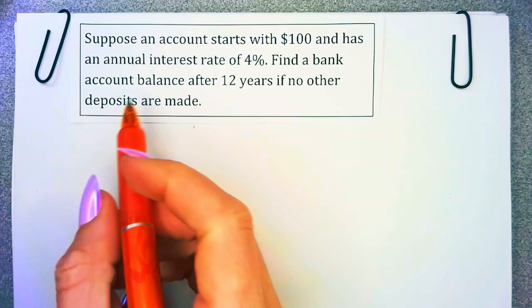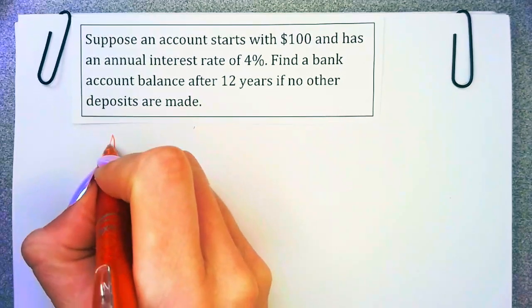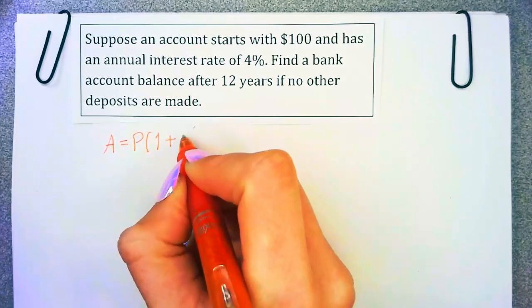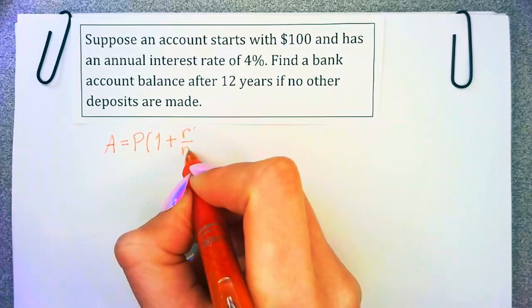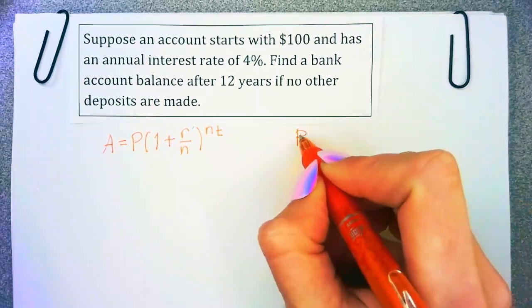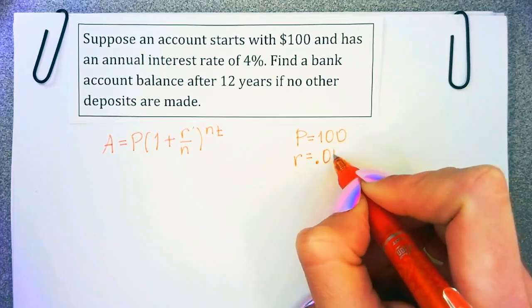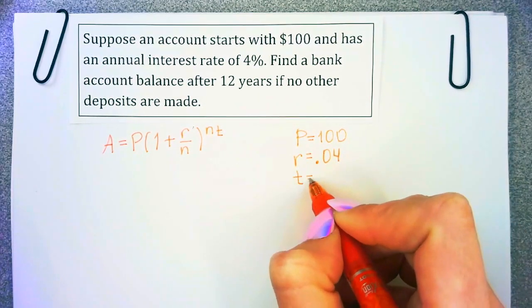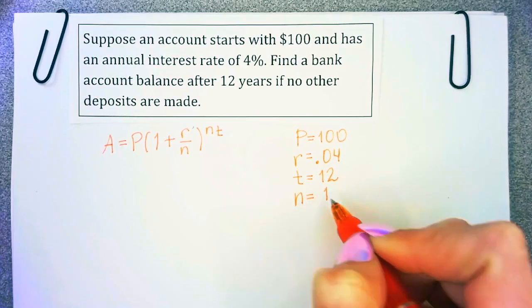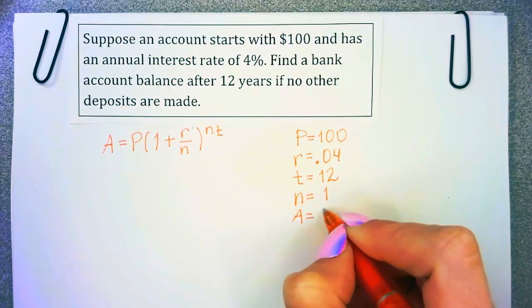So that means we're going to use the equation A equals P times the quantity of 1 plus R over N, raised to the NT. I say "or" because I could just look at N as being 1 and fill it in anyway. P is 100, R is 0.04, T is 12 for 12 years, and the number of times the interest is compounded in a year is just 1. That means I must be solving for A.